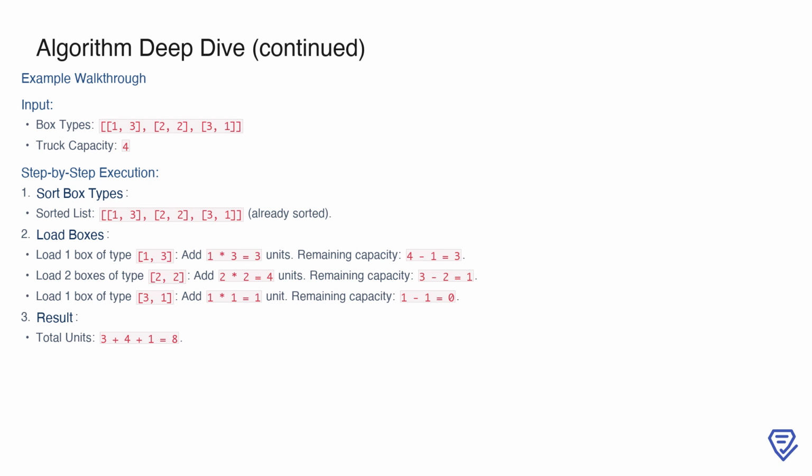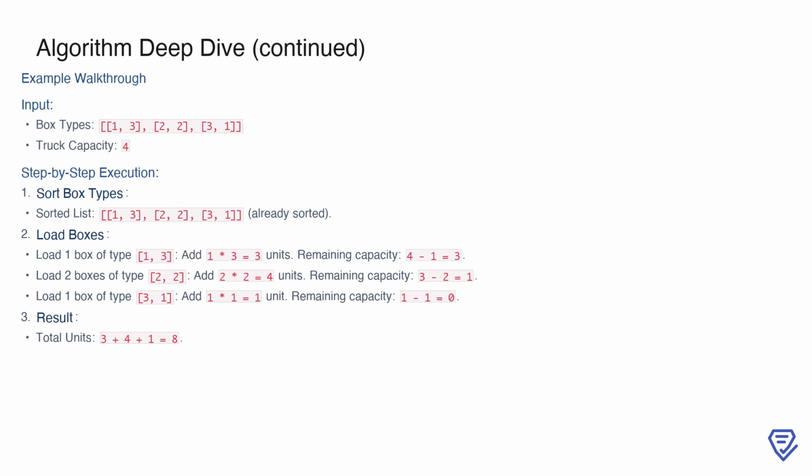Finally, from the third box type, [3,1], we load one box, adding 1*1 equals 1 unit. The truck's capacity is now full, with no space left. The total units loaded onto the truck is 3 plus 4 plus 1 equals 8, and this is the result of the algorithm.